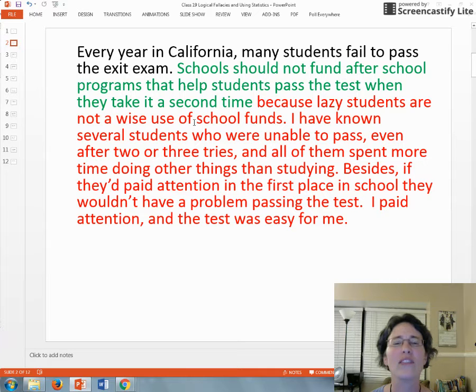In fact, this is the logical fallacy of proof by too few examples. I know a few people who were lazy, therefore all of the people who don't pass the test the first time must be lazy as well. And that is erroneous thinking. Just because the people this student knew were lazy, it does not mean that other students didn't work very hard and fail the test anyway, and that they would benefit from the extra help that the school programs would offer.